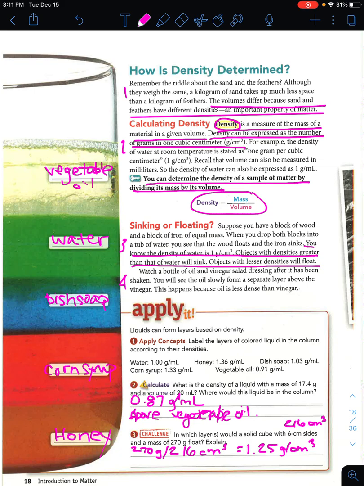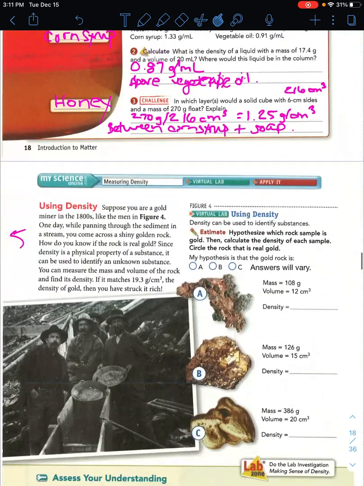So I'm going to write that down. Between corn syrup and soap. Perfect. If you need to pause for another second to write that down, you can. I'm going to move on to the next page.